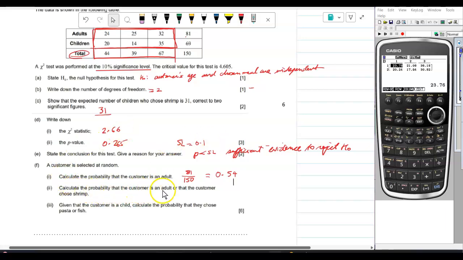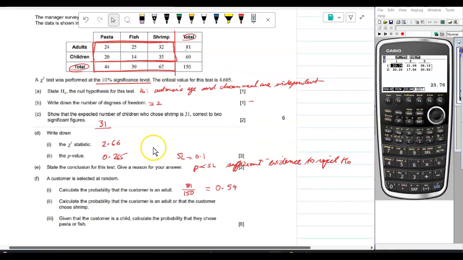Calculate the probability that the customer is an adult or the customer chose shrimp. 32 upon 81? No, look, it is not and, this is or. So how many adults are there? 81. How many chose shrimp, not adults choosing shrimp? 67. But 32 got counted twice.